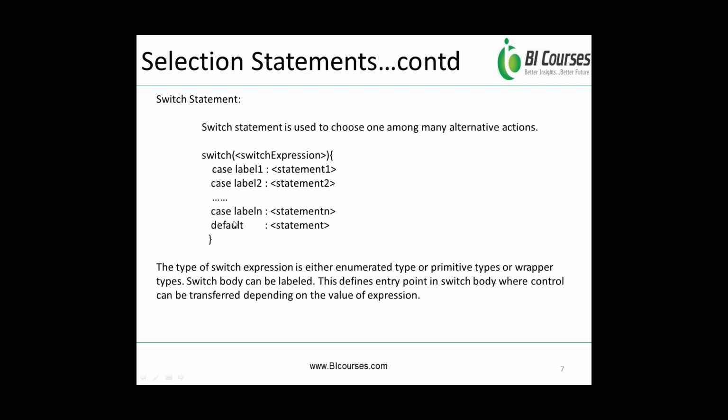Okay, this type of switch expression is either enumerated type or primitive type or wrapper type. So what does it mean by primitive type? Means a regular int, float, long, double, char. So we already discussed in previous sessions. So those primitive types can be used as switch expressions. Okay, and the switch body can be labeled. This defines the entry point in the switch body where control can be transferred depending on the value of the expression. We will create a sample class on this switch expression and see how it works.